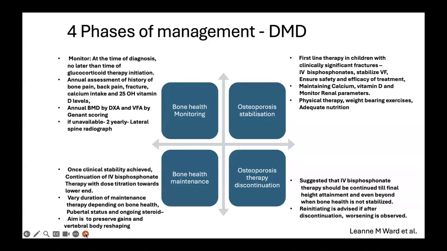This may be titrated, and the doses may be reduced towards the lower normal end, or the duration of the therapy might be increased. For example, if the patient was initially taking it 6 monthly, then the therapy can be made 9 monthly instead, depending upon the child's pubertal status and ongoing steroid treatment.